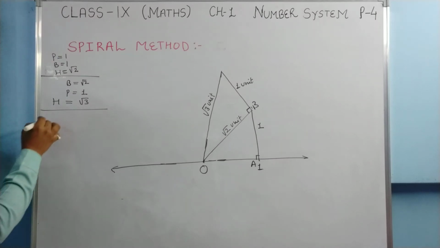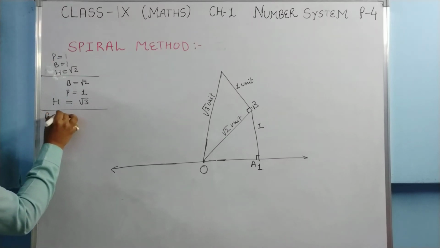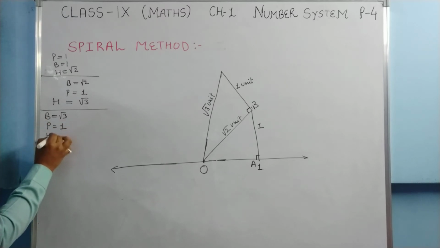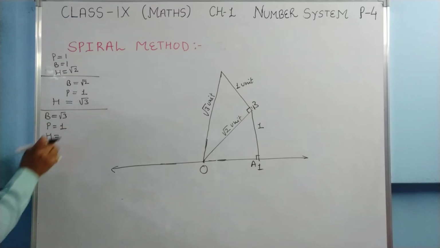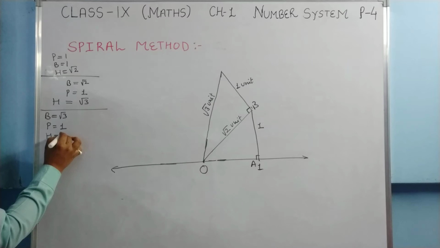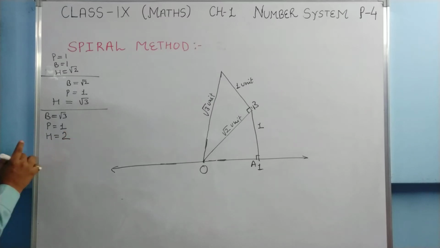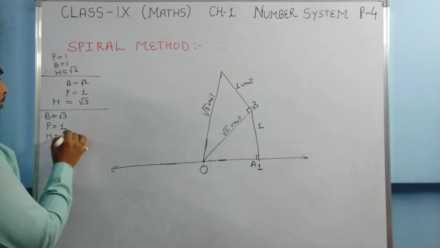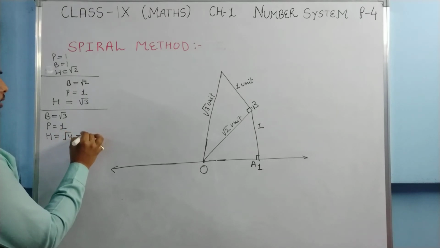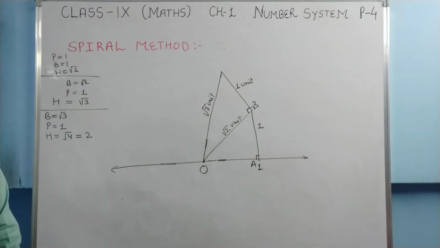Now we will take base as under root 3, perpendicular as 1. So what value will we get at the hypotenuse? Under root 3 square is 3, 1 square is 1, 3 plus 1 is 4. So the hypotenuse will be under root 4. Under root 4 means 2, so you can write it like this: under root 4 is equal to 2.